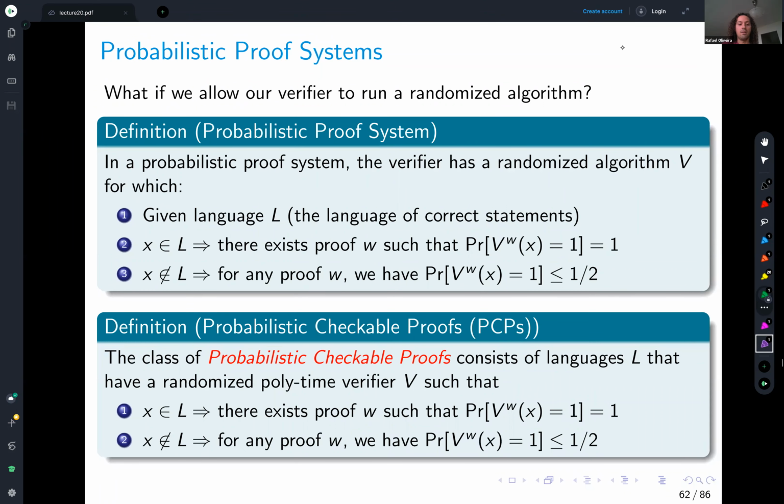if X is in L, then there exists a proof W such that this probability is 1. And if X is not in the language, for any proof, we can catch it with high probability. Okay, so this is the class. So now this is the complexity class of languages. We're doing the same thing that we did for NP or BPP and so on. We're saying there are languages, and they are in the class of languages of probabilistic checkable proofs if there is such a verifier. Does that make sense? There's an analogous definition for the other complexity classes.